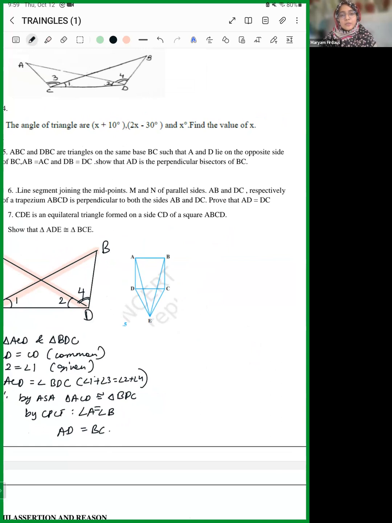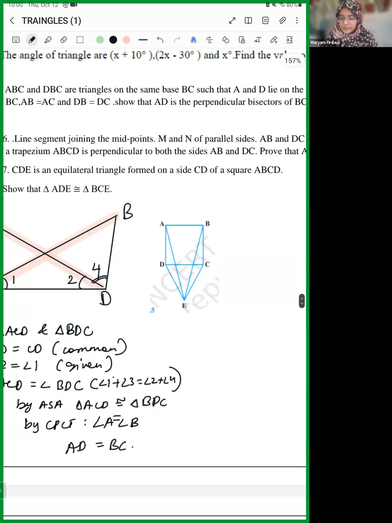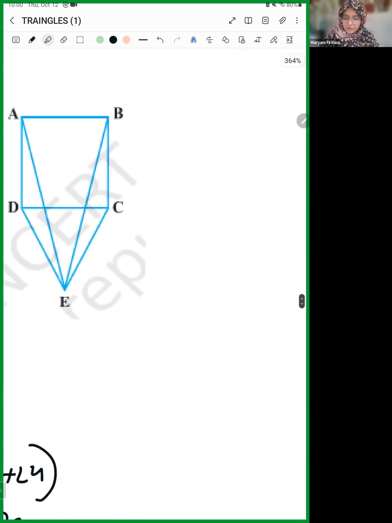CDE is an equilateral triangle formed on a side CD of a square ABCD. By the way, the other students, I hope you're also listening carefully, because even though it's a worksheet from Avni's school, these are questions that are common for you guys as well, right? So show that triangle ADE, which is this triangle over here, is congruent to BCE, this triangle over here, these two thin triangles. So let's do it now.